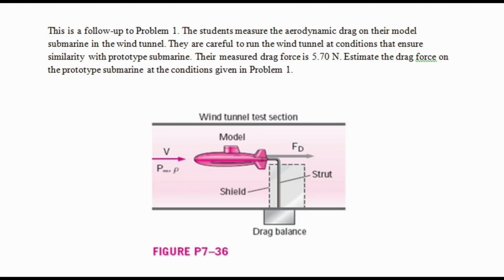Next, for the second question, this question asks to find the drag force on the prototype submarine at the same conditions as problem 1, which is for the prototype the temperature is 50 degrees Celsius, the length is 4.85 meter and the velocity is 0.44 meter per second. Then for the model, the designer wants to build a 1/5 scale model at 25 degrees Celsius. From problem 1, we already know the velocity, which is 30.2 meter per second, and the measured drag force is 5.70 Newton. So the question is, what is the drag force on the prototype?